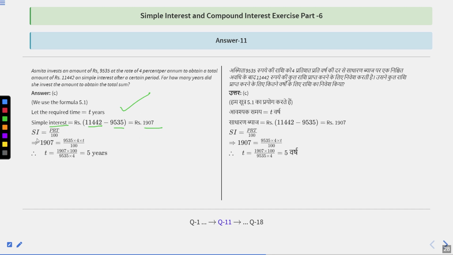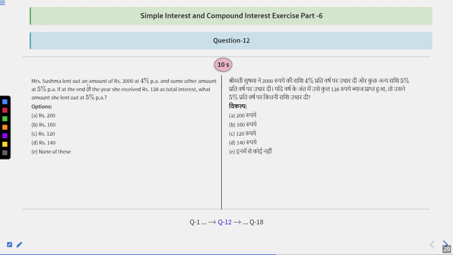And we know the simple interest formula is equal to P into R into T upon 100. So we can calculate the time by this formula. So we just put these values. 1,907 is equal to 9,535 multiplying by 4 multiplying by T upon 100. So we get T equals 5 years. So C is the correct answer. Next one.